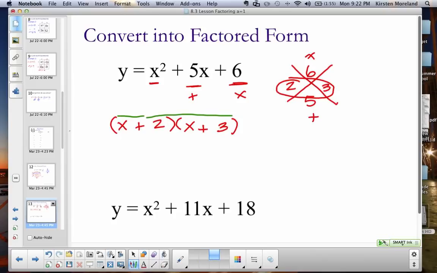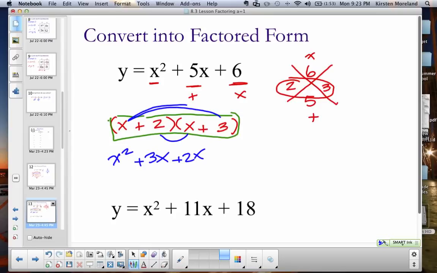But you always want to check to make sure your answer is correct. So we're just going to double check by distributing. X times x is x squared. X times 3 is 3x. 2 times x is 2x. And 2 times 3 is 6. Check to see, does your middle term add to 5x? Yep. So I've checked my work.